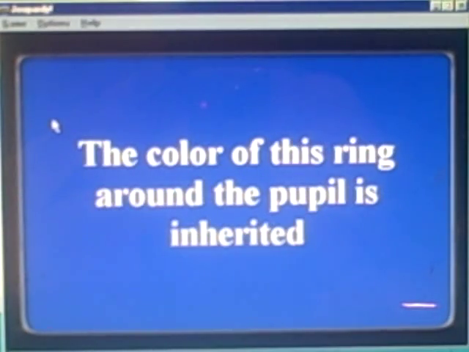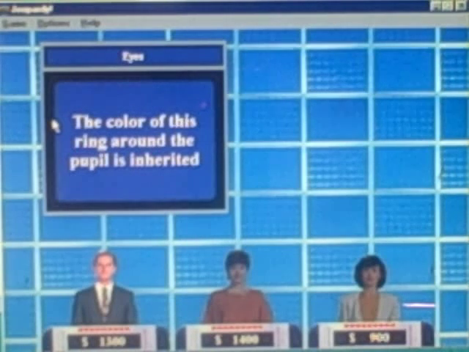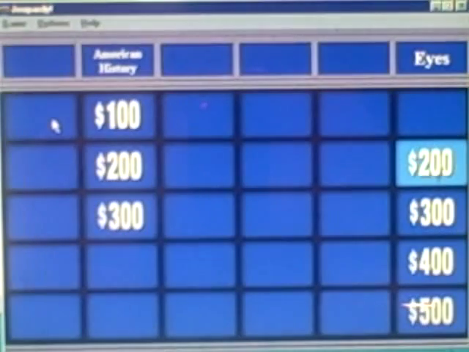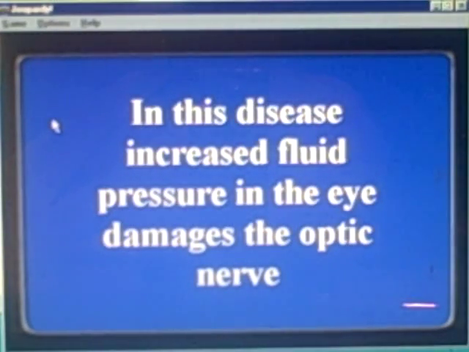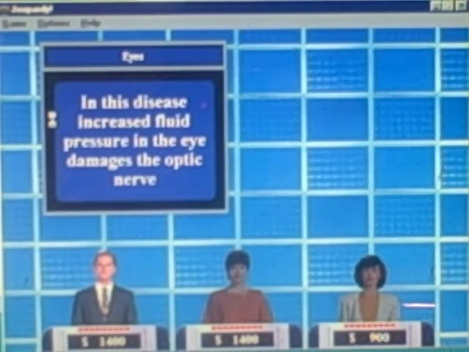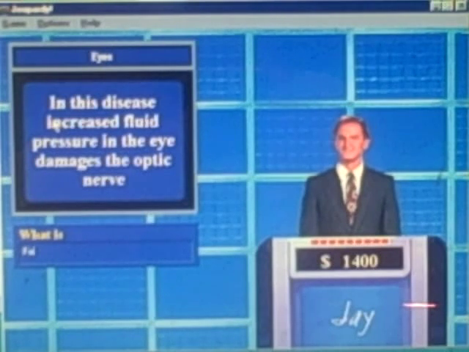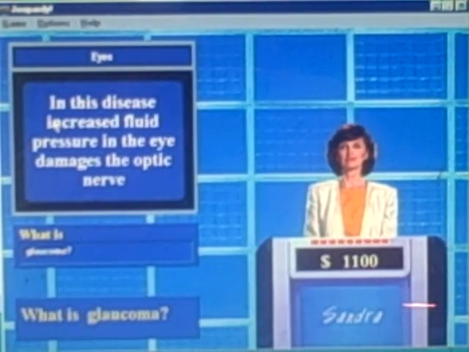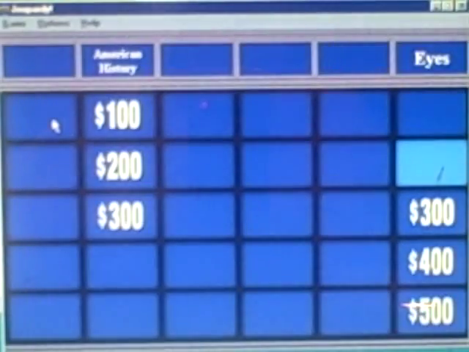The color of this ring around the pupil is inherited. Contestant number 1. What is the iris? Yes. That's correct. Eyes for 200. Contestant number 1. In this disease, increased fluid pressure in the eye damages the optic nerve. Contestant number 1. I will say, what is Fuchs dystrophy? Sorry, no. Incorrect. Anyone else? Contestant number 3. Glaucoma, that's right. You are correct. Contestant number 3.